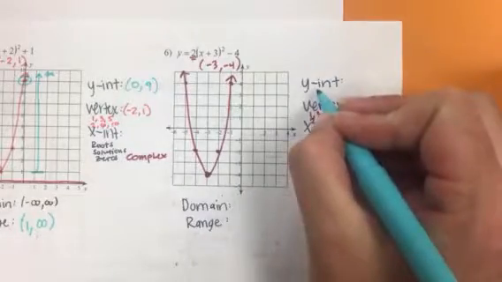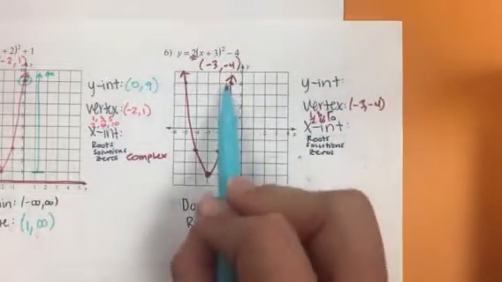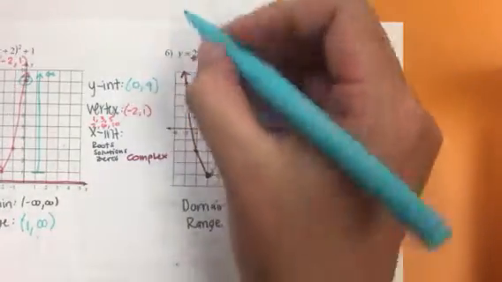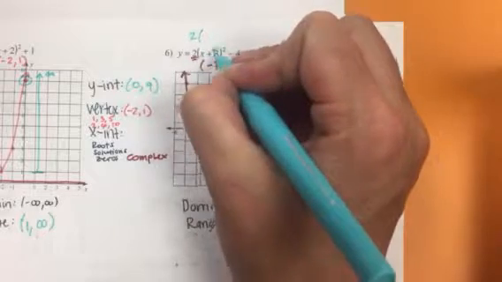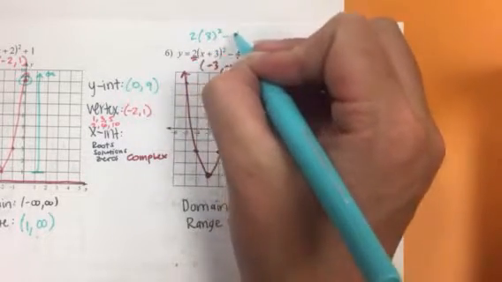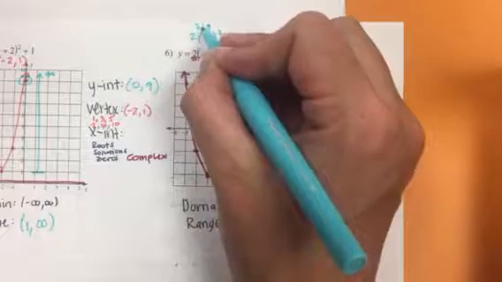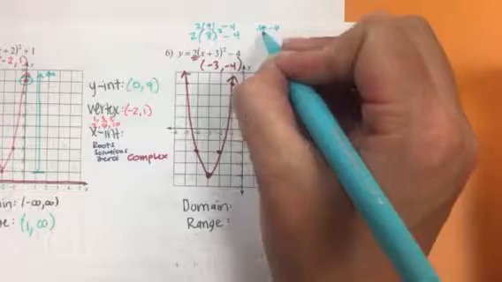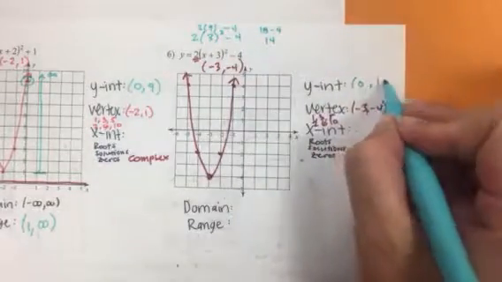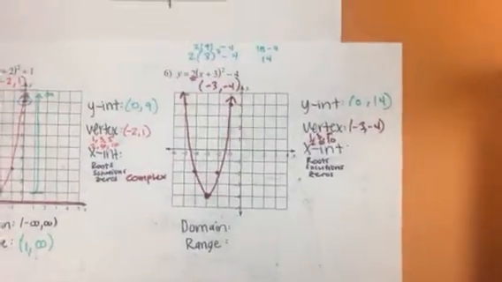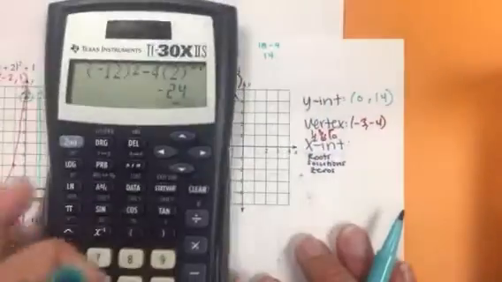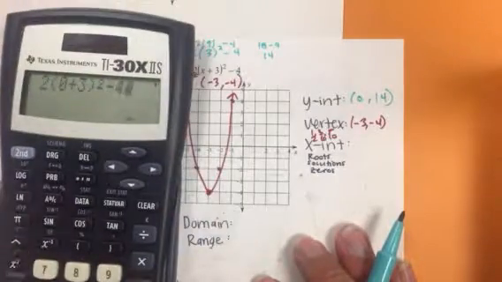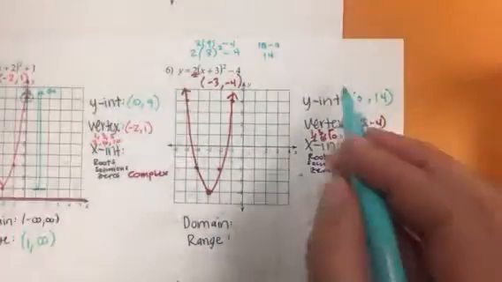The y-intercept, if I wanted to find it, I could go up 10 over 1, which would be 14, or I could plug in a 0, which would be 2 times (0 plus 3) squared minus 4. 0 plus 3 is 3, 3 squared is 9, which would be 18, minus 4 is 14. Or you can just type it in your calculator: 2 parentheses 0 plus 3 squared minus 4 equals 14 for your y-intercept.